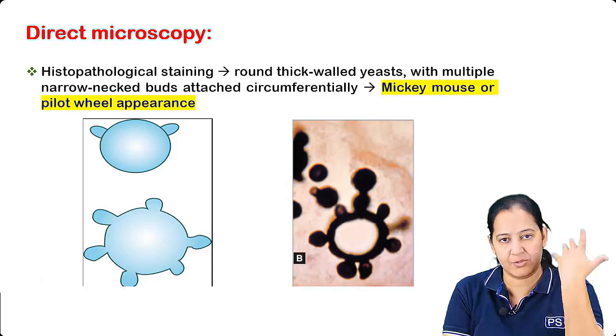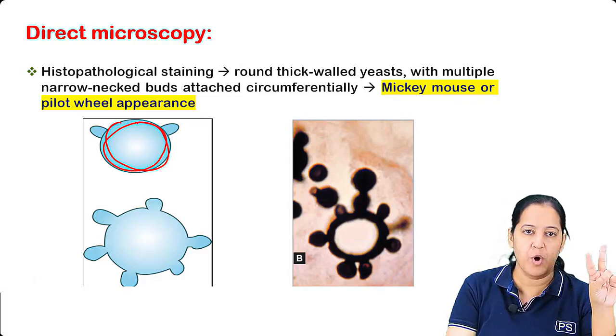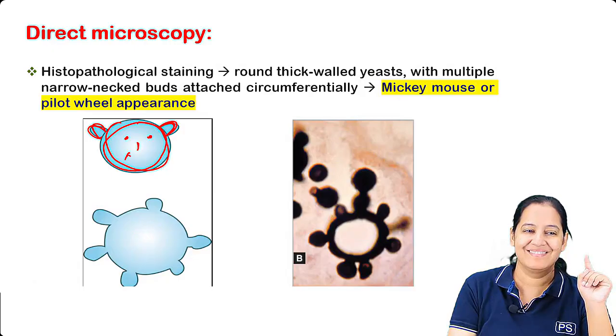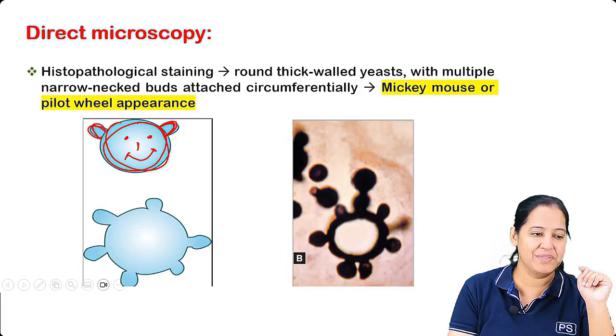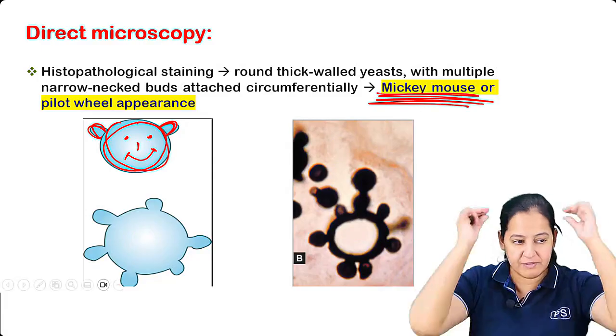Have a look on the screen. Can you see? This is a yeast. See the two small buds. It is looking like Mickey Mouse. Is it a Mickey Mouse? A cute Mickey Mouse. So this is known as Mickey Mouse appearance because of the two small buds here.